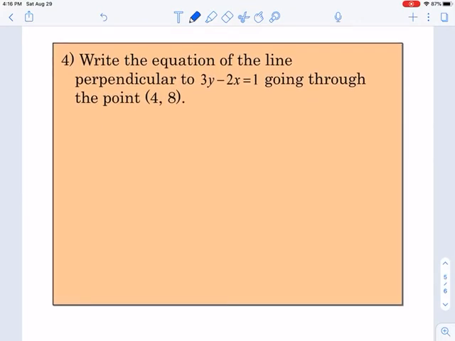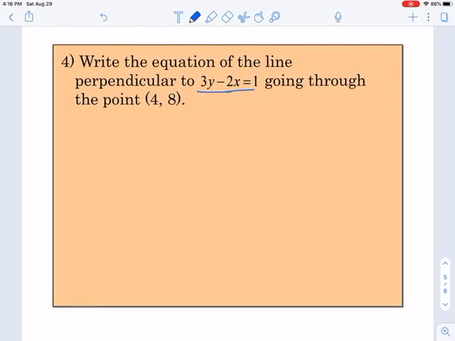Okay, for number 4, we want to write the equation of the line that's perpendicular to 3y minus 2x equals 1 and going through the point (4, 8). So again, they're giving me this first equation here so that I can figure out what the slope is, because that's the piece of information that I'm missing. So the first thing that I need to do is figure out what the slope of this line is. It is not -2. Okay, I can't pull off the -2 right now because that is not in slope-intercept form. The y is not by itself. So let me bring down that.